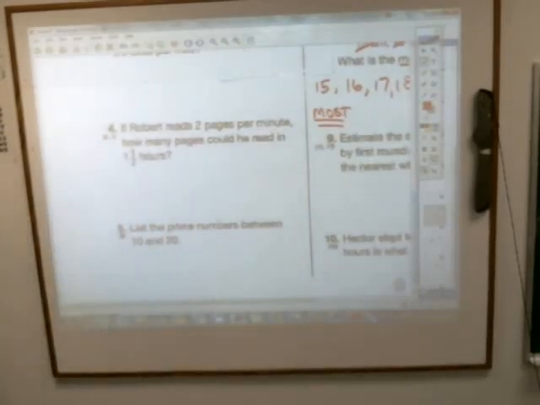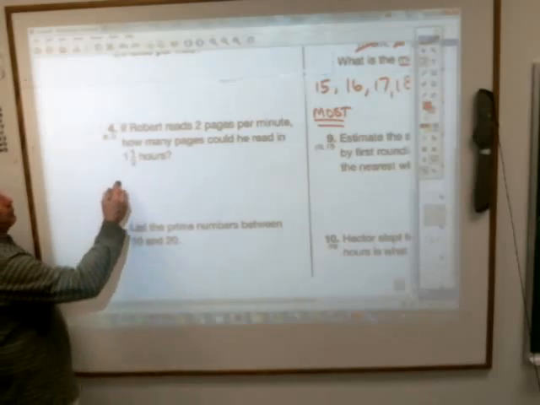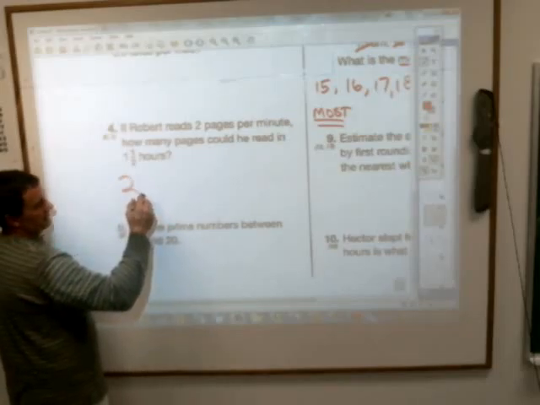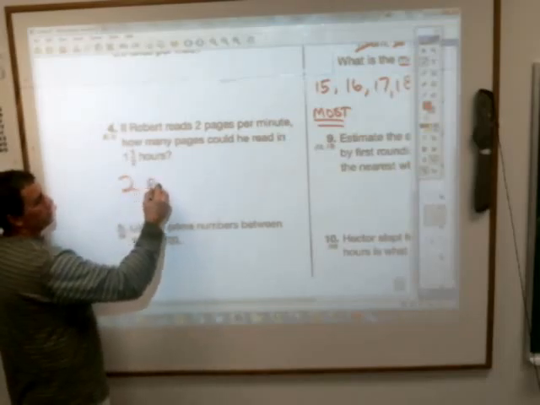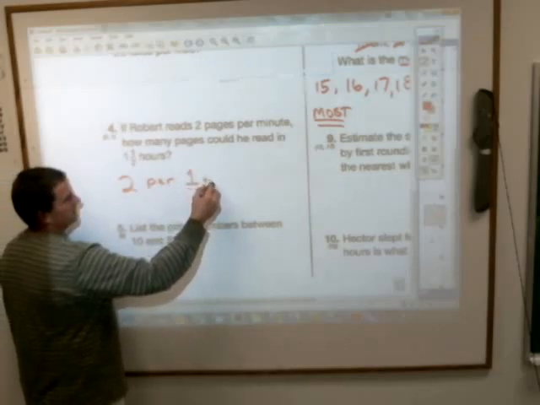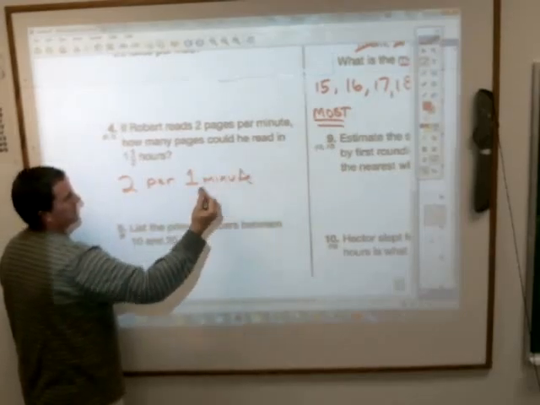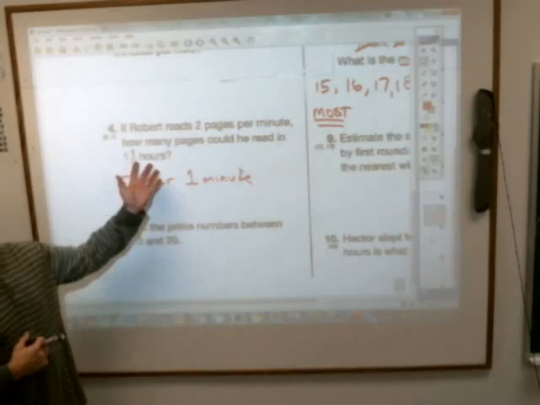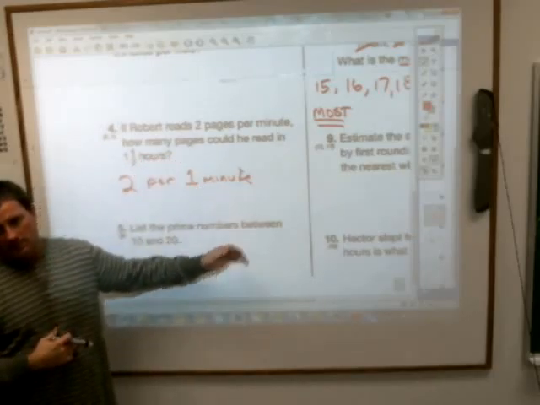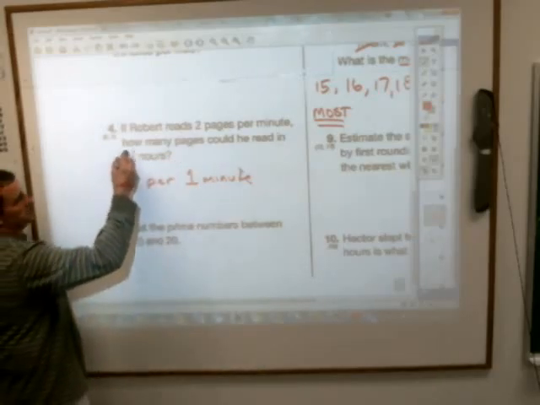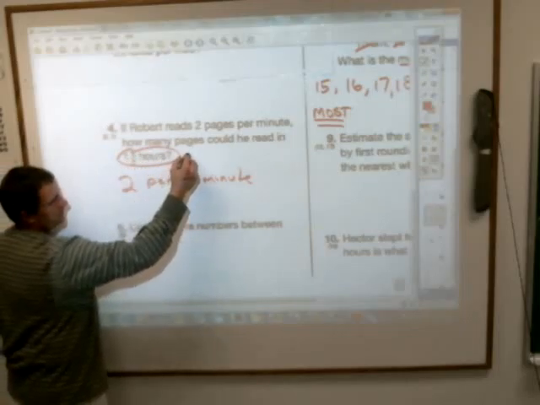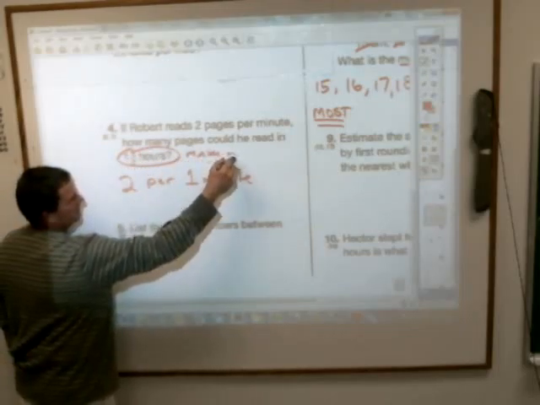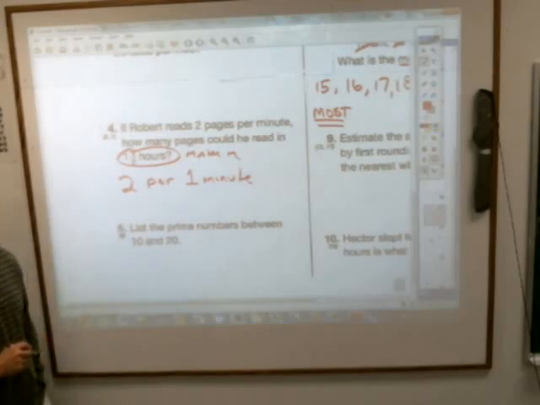If Robert reads 2 pages per minute, how many pages could he read in 1.5 hours? So at 2 pages per minute. The problem with this, Holly, is that this is given in hours and your rate is given in minutes. Note to self, you just need to change this to minutes. How do I change 1.5 hours to minutes?